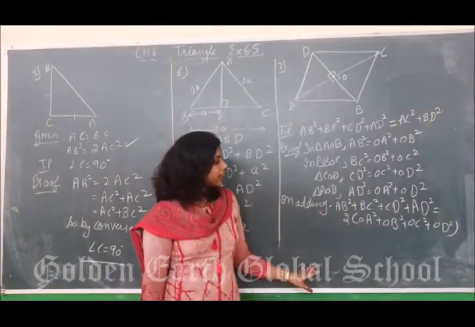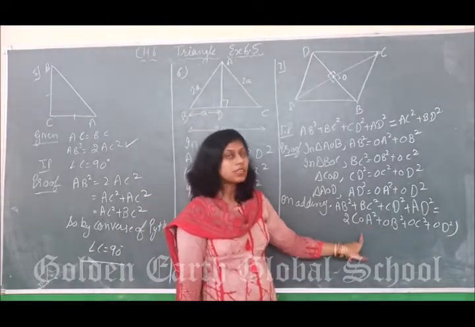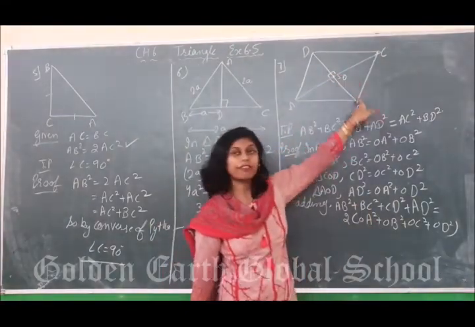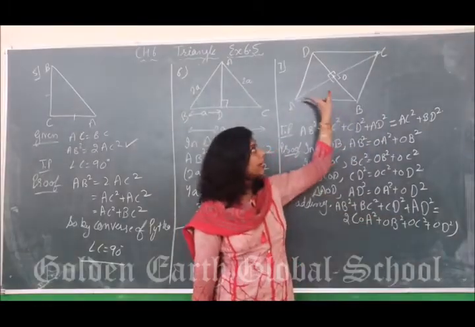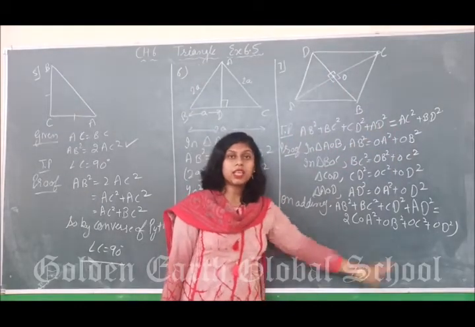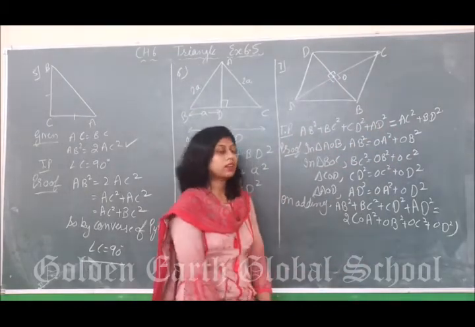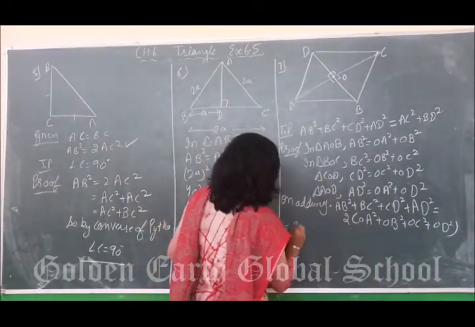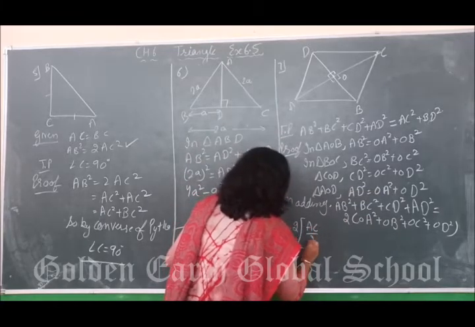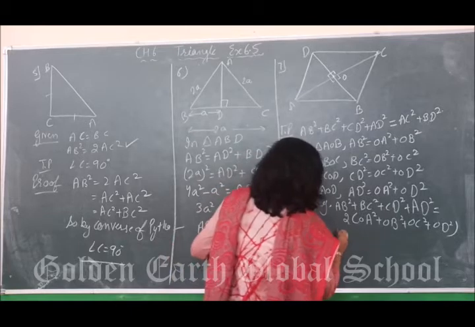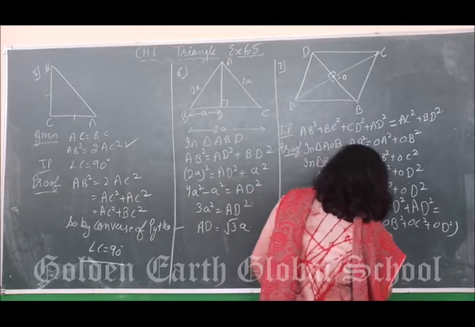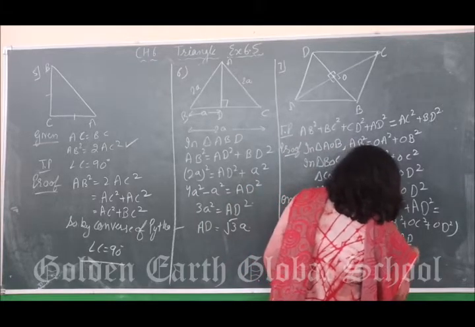So how you will get this? What is OA? This is half of AC. Similarly OB is half of BD. OC is again half of AC. OD is half of BD. So replace each term by half of the diagonals. These two will be common. OA square can be written as (AC by 2) square, (BD by 2) square, (AC by 2) square, then (BD by 2) square.